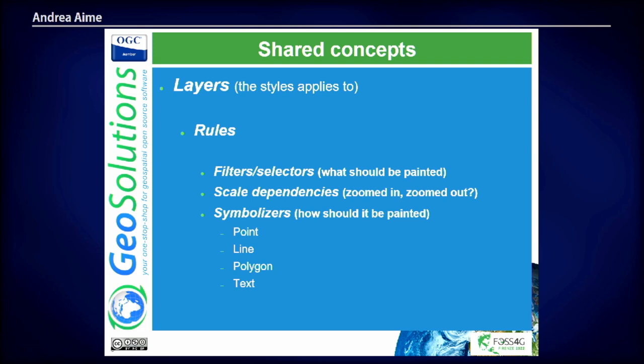Since they have to be parsed into a common model, they have to have common concepts. So the concepts are the layers that we are rendering. Each layer gets a bunch of rules applied to it that identify what I want to render, basically. And this is done through filters or selectors, depending on the language, that identify the features that I want to render. Scale dependencies tell the rendering engine when to render a certain feature. So a certain feature might not be visible at one zoom level, but will become visible at another. And then symbolizers, that is how I paint that particular feature.